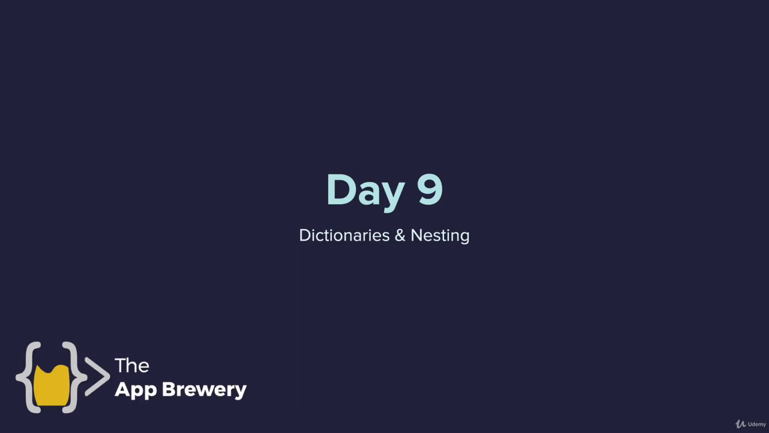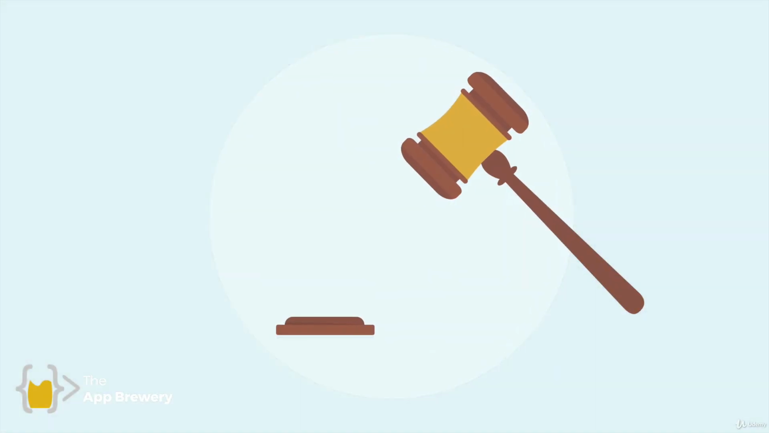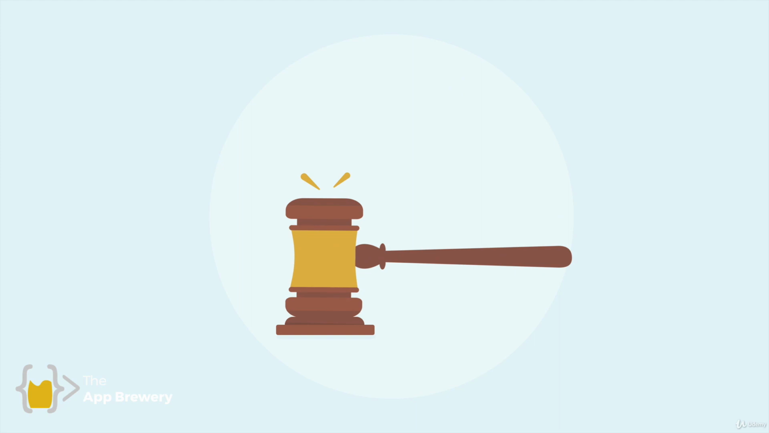Hey, welcome back. It's day 9 of 100 Days of Code. And today we're going to be learning more about Python dictionaries and nesting. And by the end of today, you will have built a silent auction program.